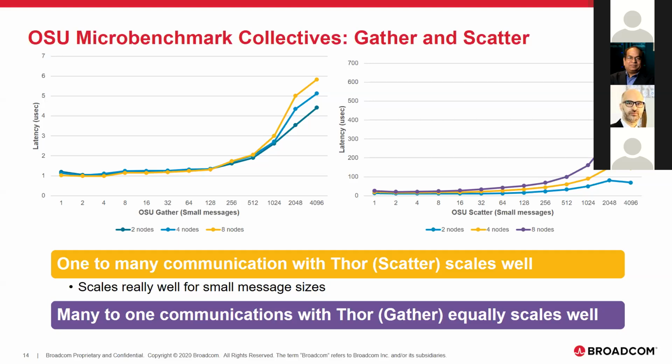for 2 node and 4 node we are seeing really good numbers, and the latency is really low. However, for 8 nodes we are seeing some anomaly here, which will be tuned in future. So for small messages, both the basic MPI operations are scaling really well.